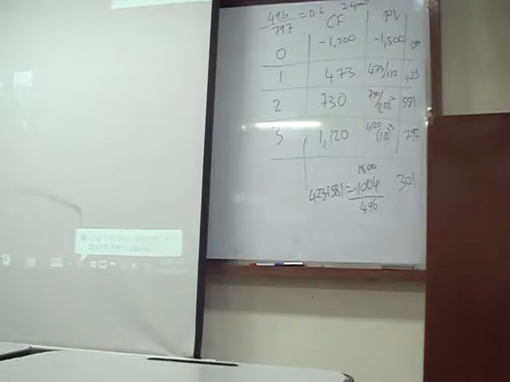Okay, so then let's move on to the next decision rule, which is IRR. So turn to page 79 in your book.